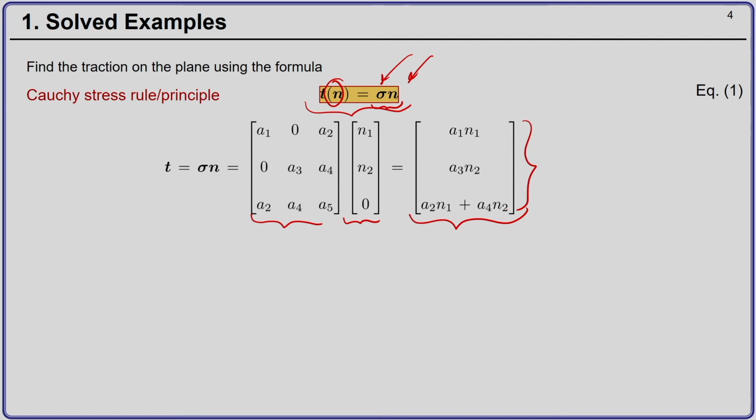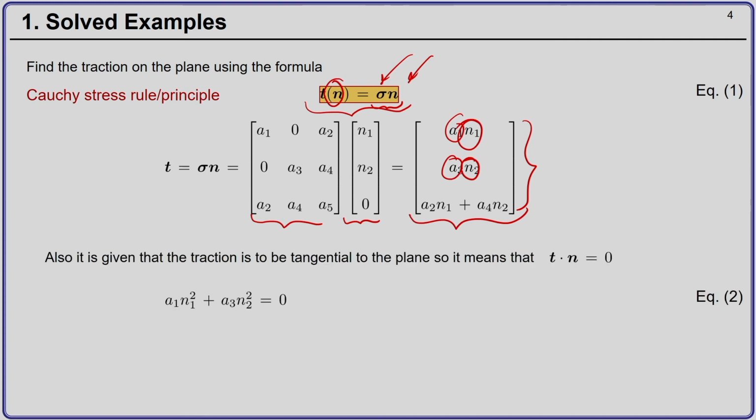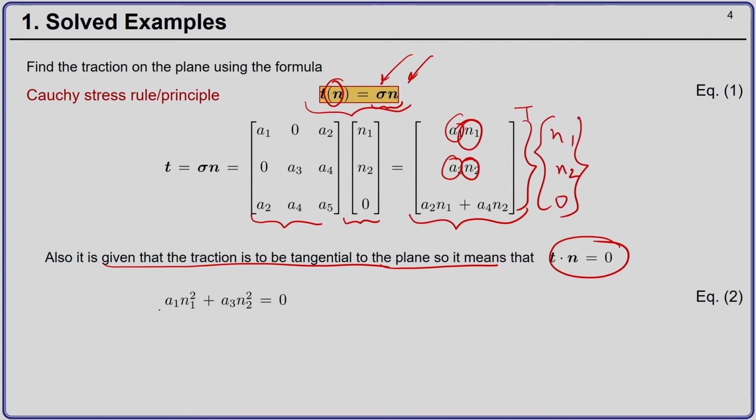Now, to find out n1 and n2, which are unknown here, we assume that a1, a2, a3 are all known, they are arbitrary, but known at this point. We have also been given that the traction is tangential to the plane, which means that T dot n is equal to 0. So, if I just take the dot product, that is the transpose of this with n1, n2, 0, I get a1 n1 square plus a3 n2 square equal to 0. This is the first equation that I have to solve for n1 and n2.